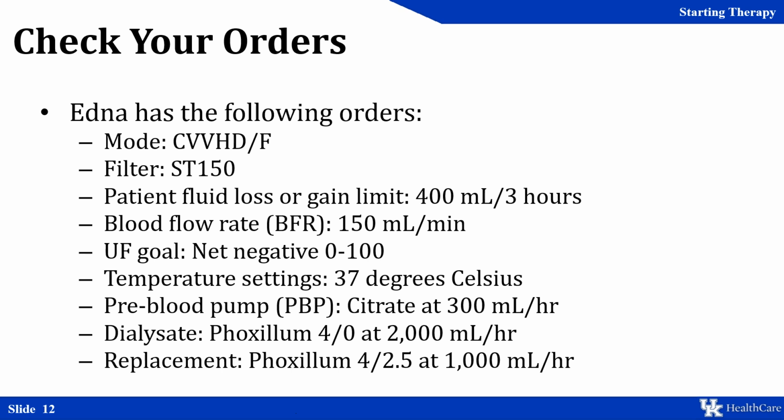The nephrologists have written a prescription with a mode of continuous veno-venous hemodiafiltration, or CVVHDF, with a filter type of the ST150. The patient fluid loss or gain limit is 400 milliliters over 3 hours. This is fairly standard, and it makes sure that the machine doesn't accidentally cause an error that makes the patient unduly positive or negative. It doesn't really have anything to do with the hourly fluid removal.